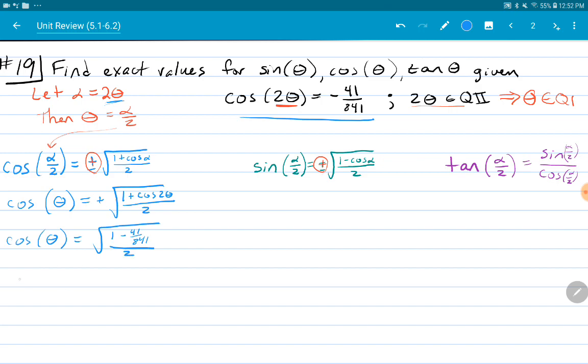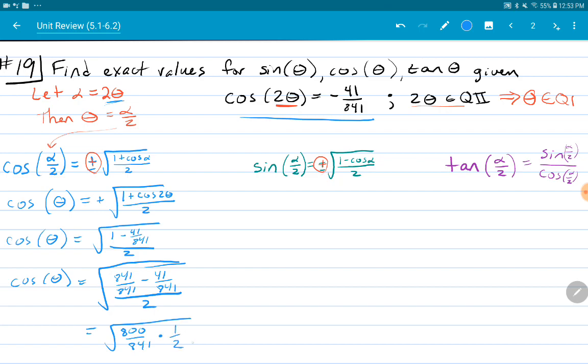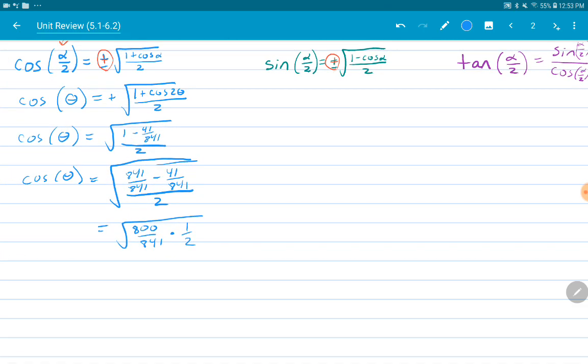And now I need to get my common denominator to do that subtraction, which gives me 841 over 841 minus 41 over 841, and all that divided by 2. I'm going to make my square root a little bigger so I know that 2 is under there too. And that will give me square root of 800 divided by 841. And then divided by 2 is the same as times 1/2, so I'll write it like that this time.